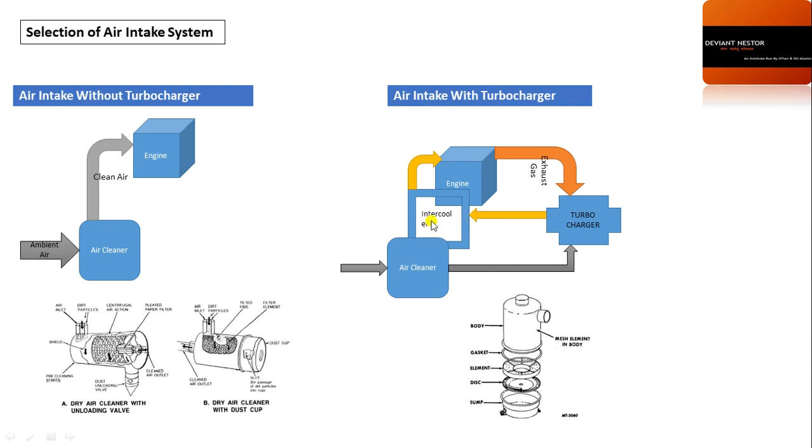So it goes to the intercooler, and minimizing the pressure drop depends on the shape of the intercooler, which we will discuss later. The compressed air goes to the intercooler, it gets cooled, and then it goes to the engine.